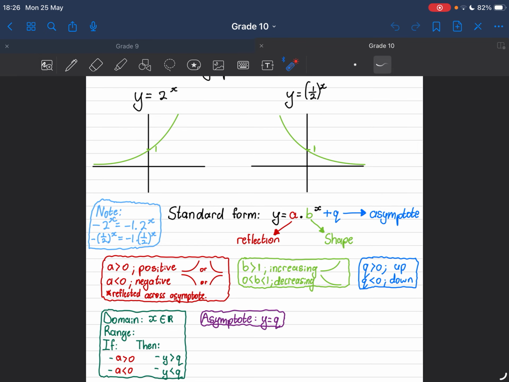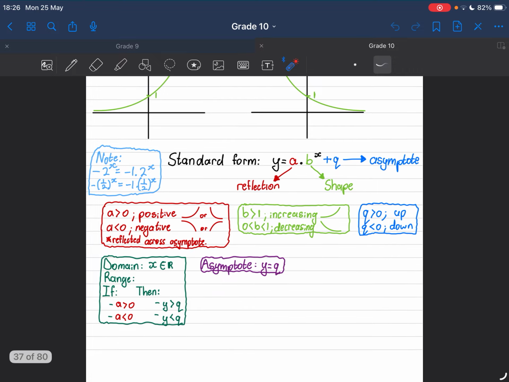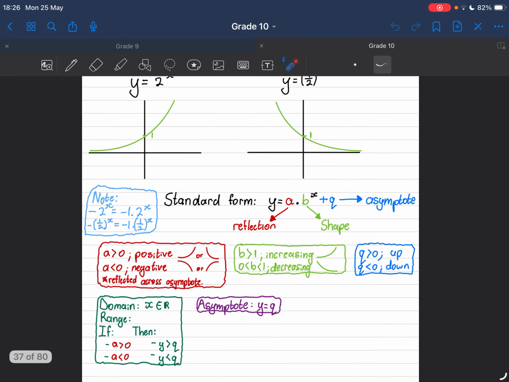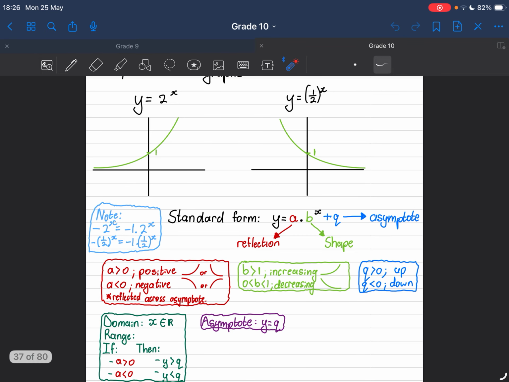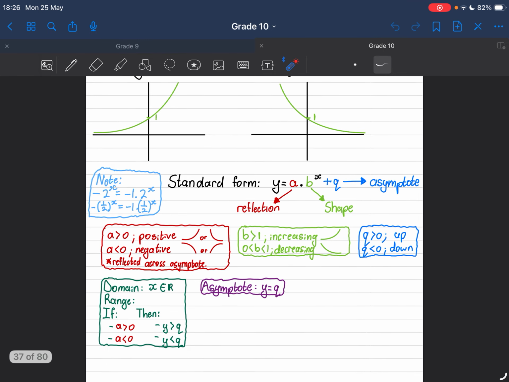Now, with your exponential graph, the asymptote is given as y equals q. So in the standard one, y equals 0 because there is no q value, so it's plus 0. But if there is a q value, then it's y equals whatever that q value is. The domain for an exponential graph is x is an element of the real numbers. It continues infinitely in both directions on the x-axis.